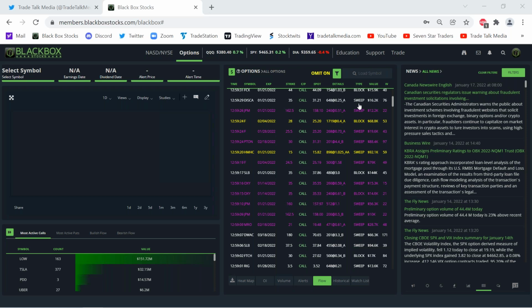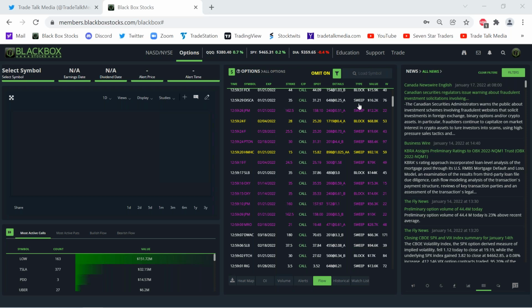A block would be an order filling on just one exchange. So there has to be that full 1,000 contracts available on a single exchange. So a sweep is more urgent because a sweep is saying if they're not available on one exchange, go to every exchange you need to go to until my order is filled.